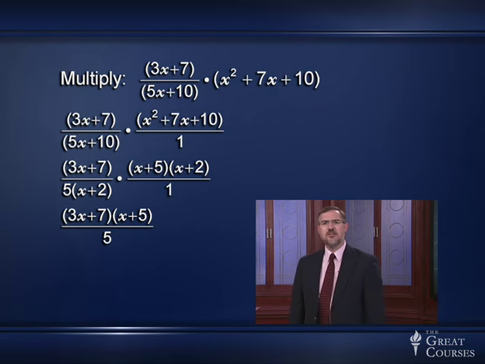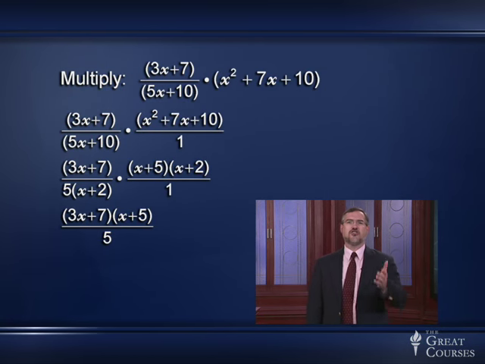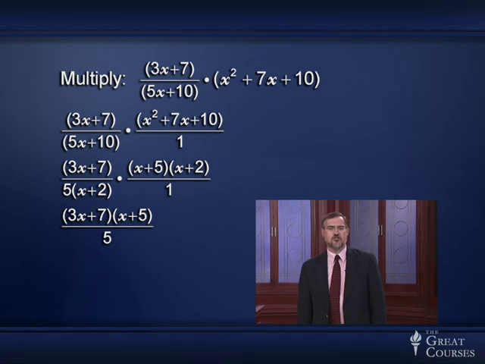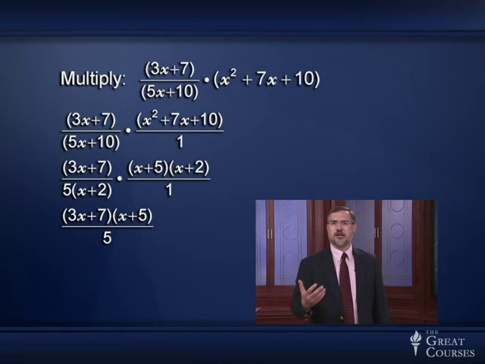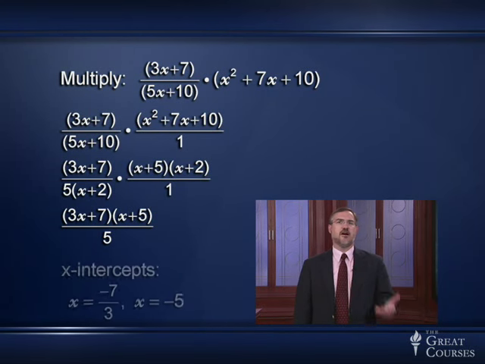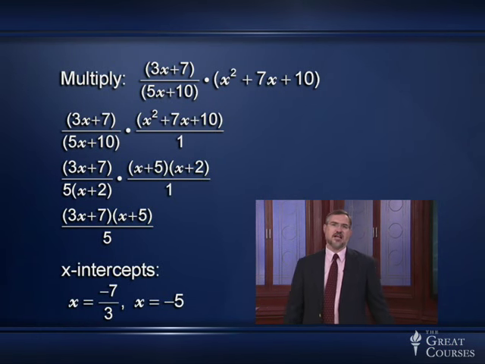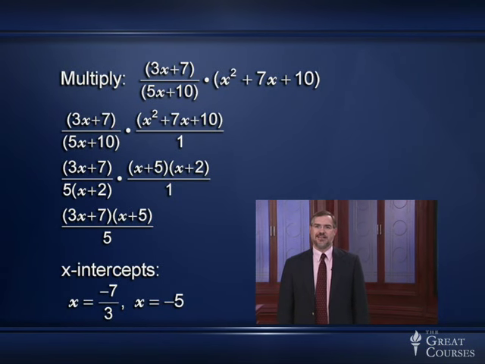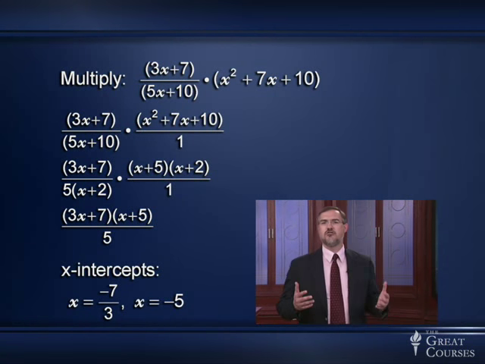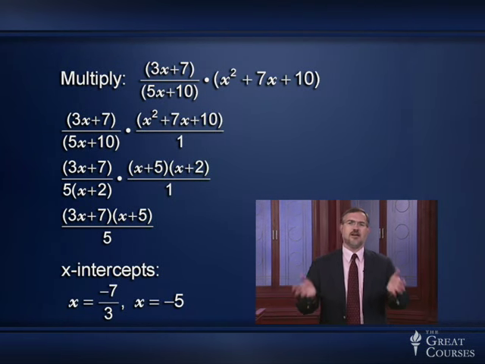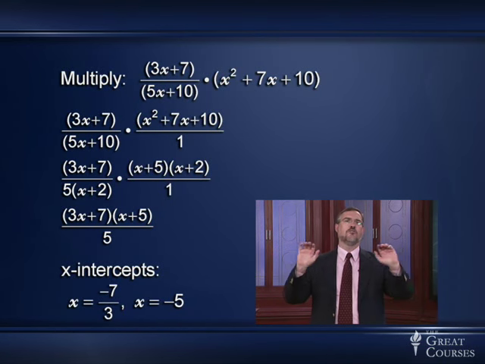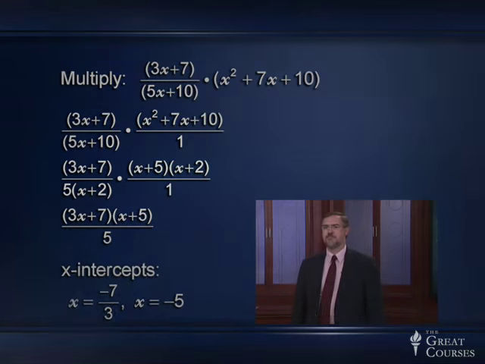Well, since I left it in factored form, you actually can immediately tell me what the x-intercepts of that function are, because you just set 3x plus 7 equals 0 and x plus 5 equals 0, and you would find that the x-intercepts are x equals negative 7/3 and x equals negative 5. Since I left it in factored form, we could do that problem really quickly. If I had multiplied everything together, I would have gotten a longer polynomial. It would have been harder to find those x-intercepts.